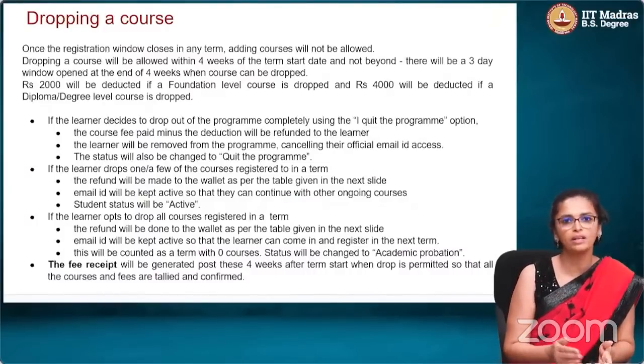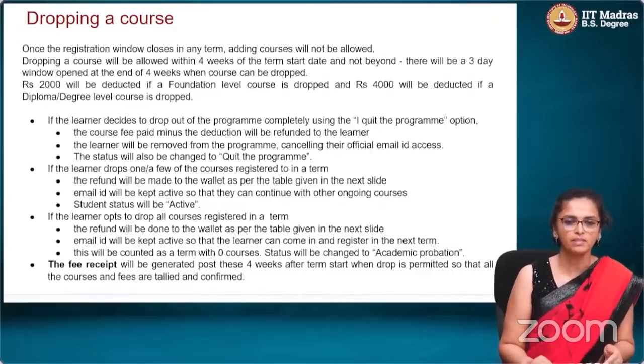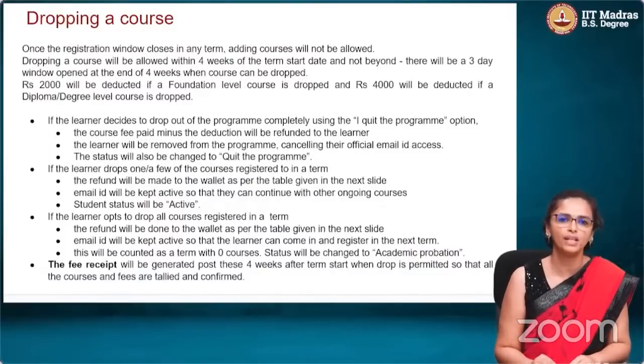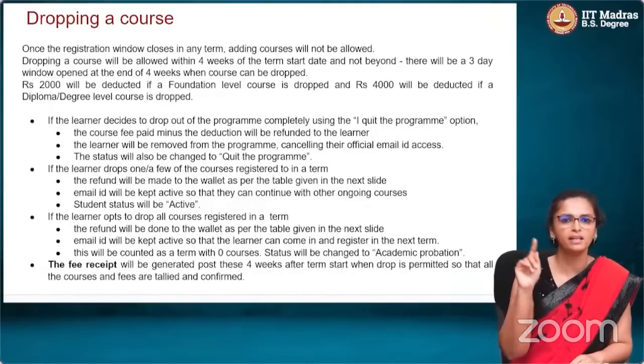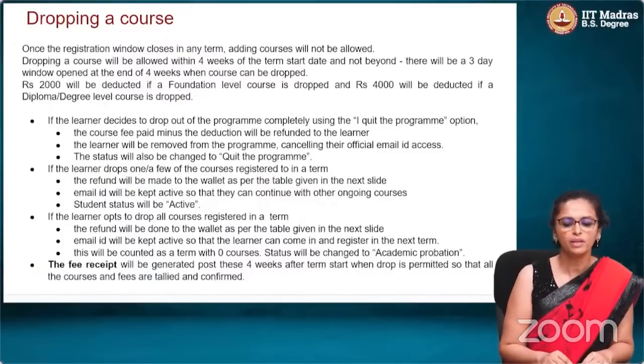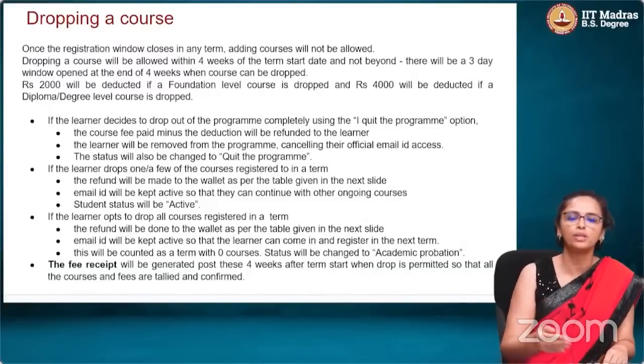So we have something called a drop window which is opened for 3 days, 28 days from the start of the course. Okay, so supposing we start the course, for example on January 1st, on January 28th for 3 days, we will open a window called drop window. So you can go into your dashboard and select the courses you wish to drop and it will be removed from your dashboard and we will do a drop mechanism. So in this drop courses, there is an admin fee deduction that we will do and the remaining will be put into your wallet.